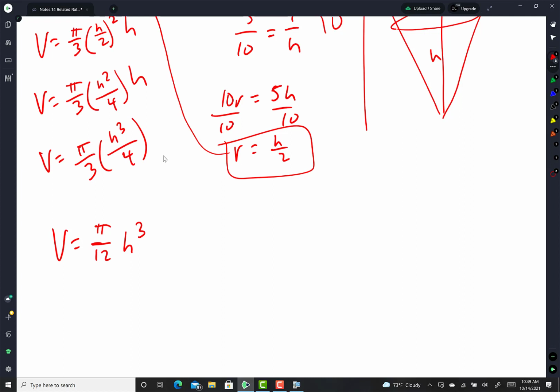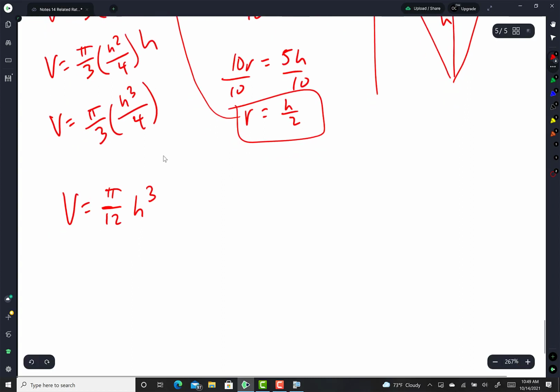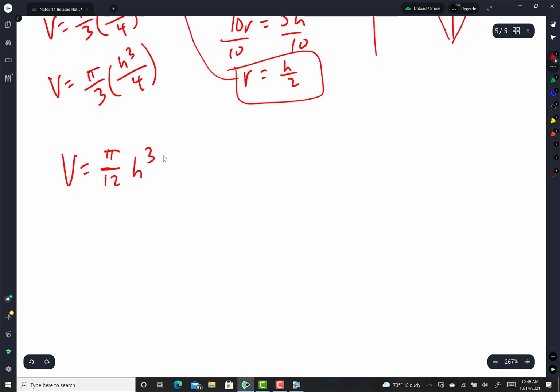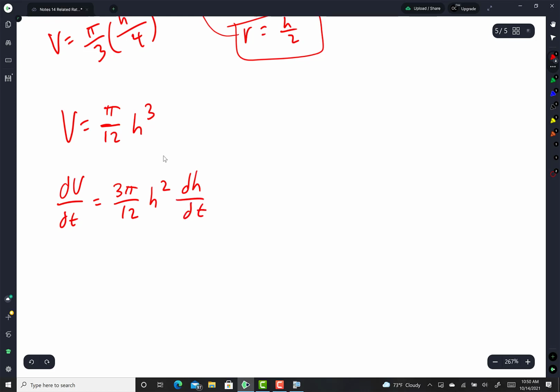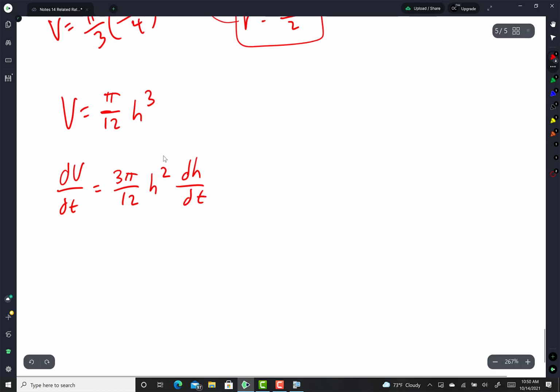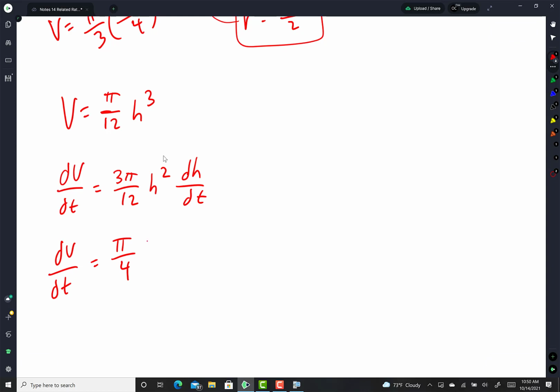Cool or not cool? So now look how much simpler this is. We better get the same answer. If not, then I'm a fraud, right? So I'm going to take the derivative of this, and I'm going to get dH/dt, and it better be the same. With respect to what? Time. So dV/dt is equal to, move the 3 to the front, 3 pi over 12, and a little bit we'll reduce that, H squared dH/dt. Do you guys agree that that is correct? Yes. All right. Let me reduce it. So dV/dt is equal to pi over 4, because 3 goes into 12 4 times, and then it's H squared dH/dt.